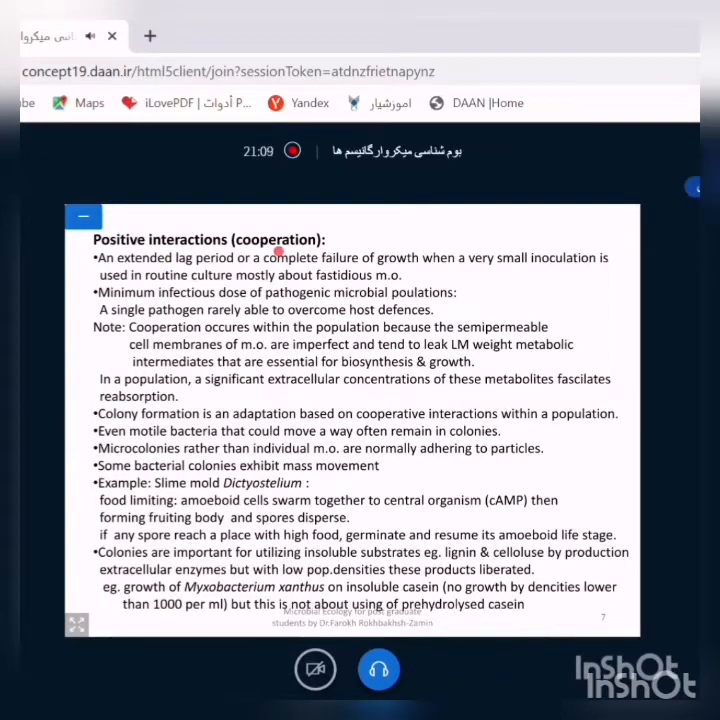When the number of pathogens is low, our immune system very easily suppresses them. When the number of pathogens is high, those pathogens can suppress our immune system. Minimum infectious dose of pathogenic microbial populations: a single pathogen is rarely able to overcome host defenses. Okay? But pathogens in a group can overcome host defenses. What can we understand? We can understand there are positive interactions in a group.